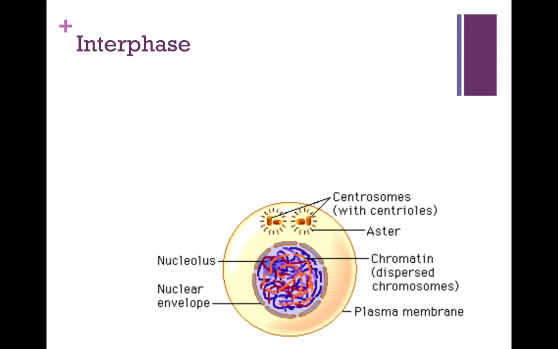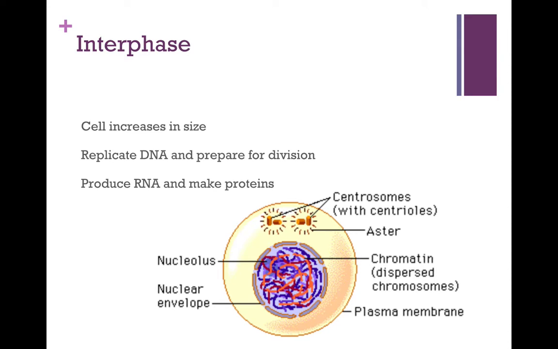Alright, so the first phase of meiosis is interphase. Interphase is very similar here as it was in mitosis. The cell is going to increase in size, replicate DNA, and prepare for division, and make RNA and proteins during this kind of growth in normal state time.